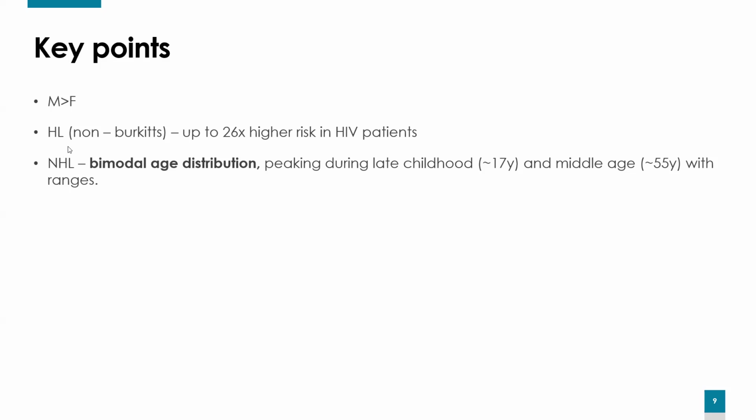Non-Hodgkin's lymphoma, the non-Burkitt type. Remember, in non-Hodgkin's there's non-Burkitt and Burkitt. There's up to a 26 times higher risk in HIV patients. So when you find an HIV seropositive patient who tells you they have these swellings, persistent lymphadenopathy, you start thinking about lymphoma, because there's a higher incidence of it in patients who are seropositive.